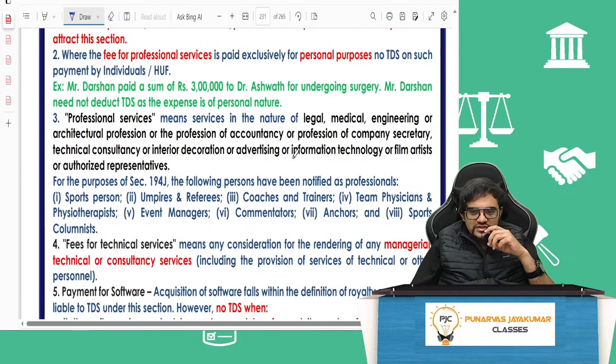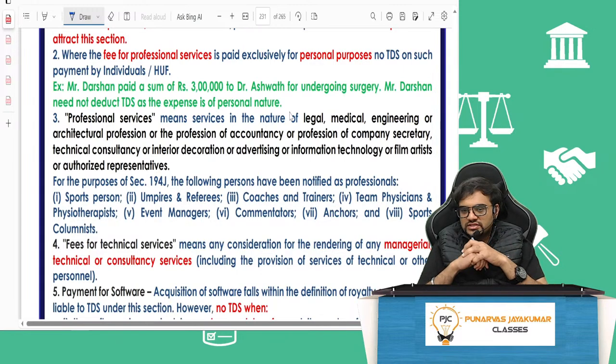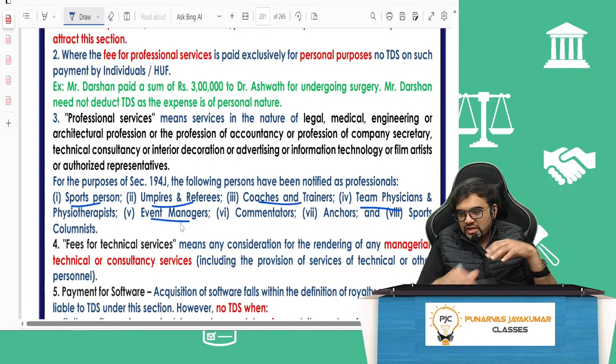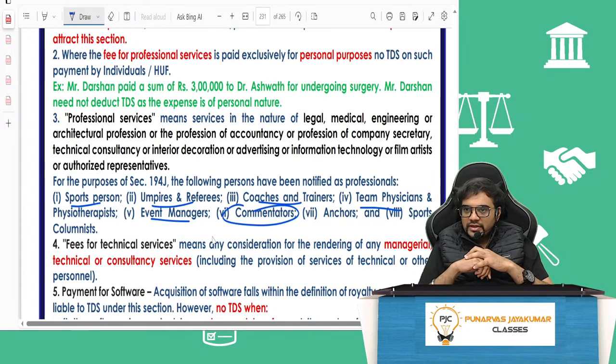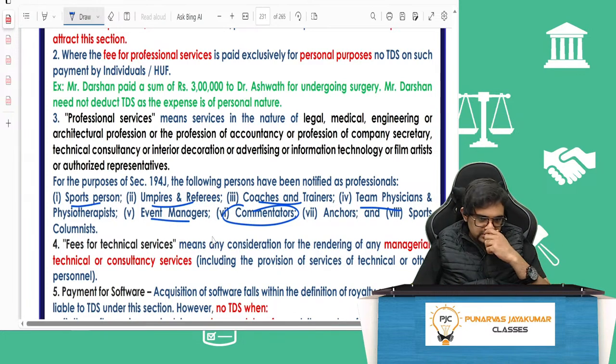So, professional services means legal, medical, engineering, architecture or any profession of accountancy, etc. It will also include sports persons, umpires and referees, coaches and trainers, team physicians, event managers, etc. The payment to Arsha Bogle will be under 194J. Payment to Matthew Hayden will not be under 194J because 194J is only for residents. So, payment to Matthew Hayden will be under 195 foreign taxation.